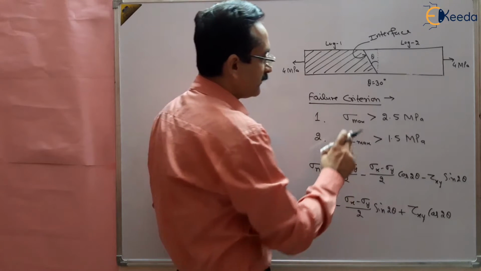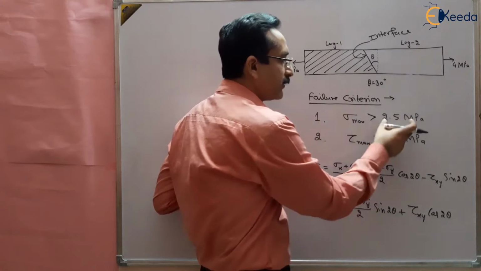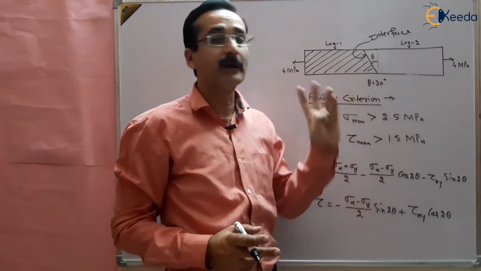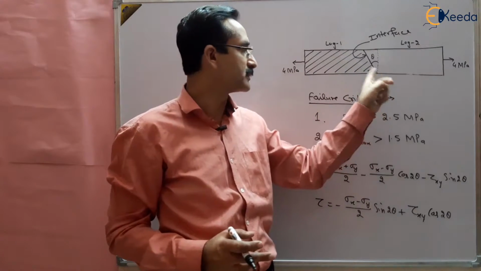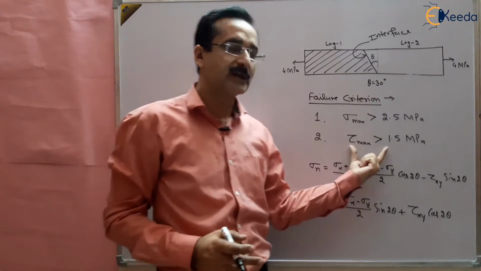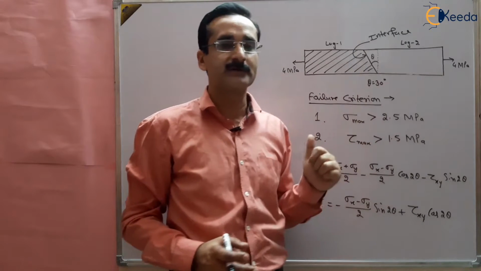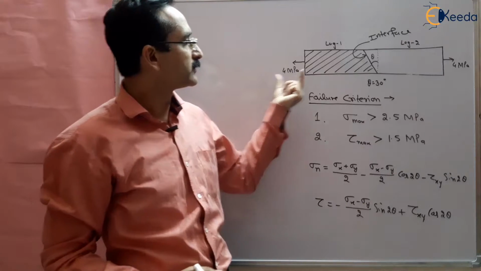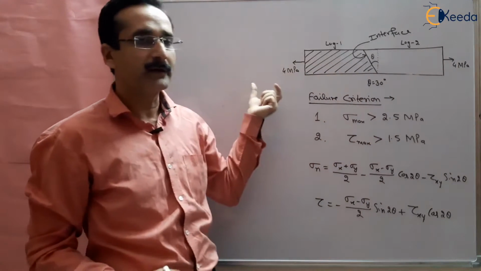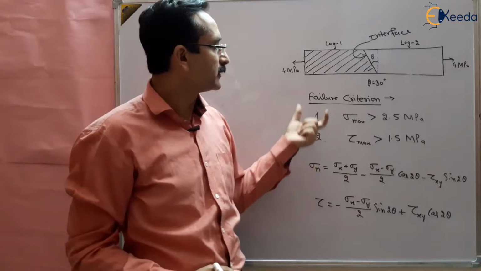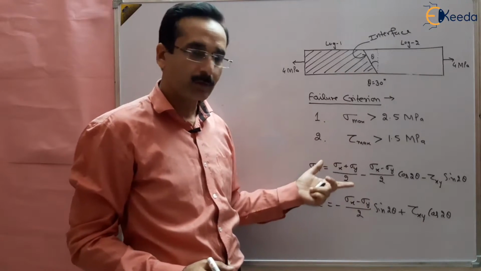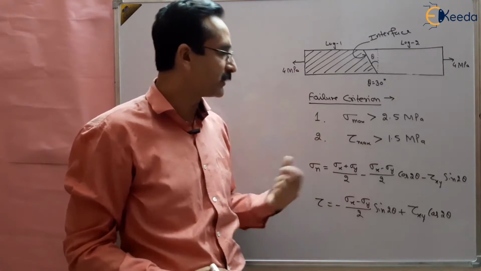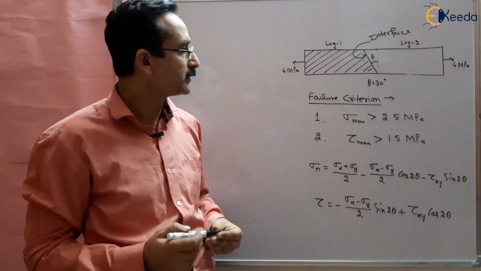One criterion is that if the normal stress exceeds 2.5 megapascal, the wooden block will fail, and the failure takes place at the interface, where it is glued together. And if the shear stress exceeds 1.5 megapascal at the interface, then also the failure can take place. Now, if the stress of 4 megapascal is applied, by which criterion will it fail, or whether it fails or not? If it fails, whether it fails through normal stress or shear stress, this we have to find out, right?